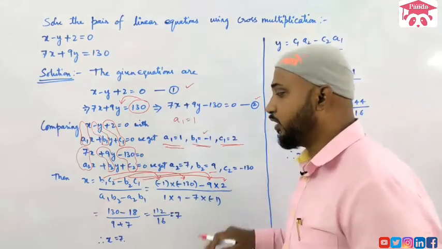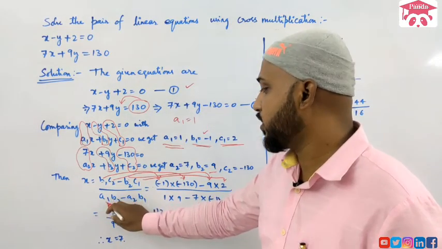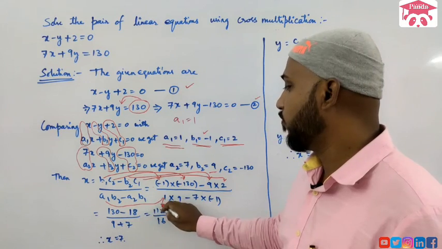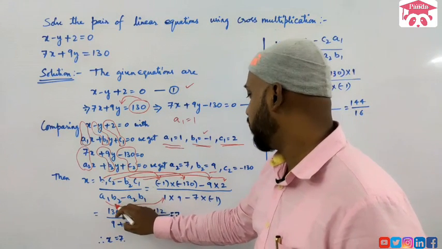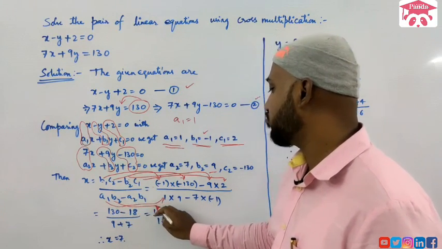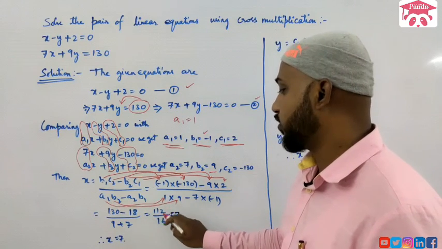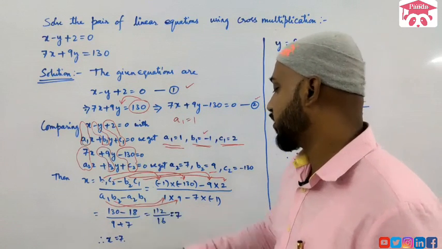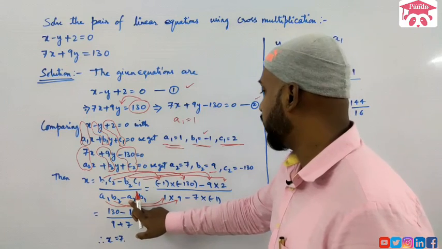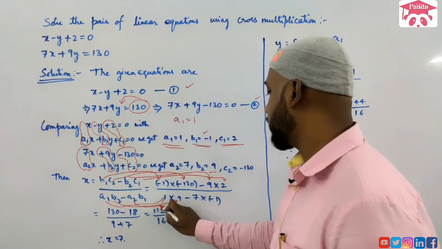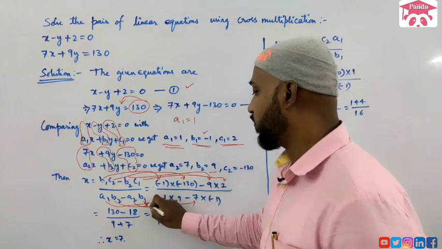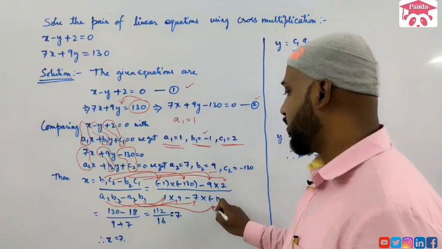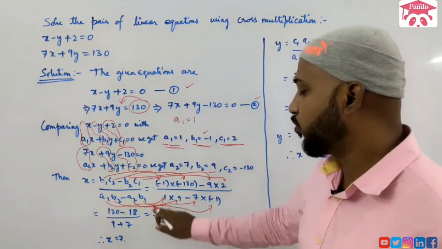Then whole by, what's the value for a1? It is 1. And what's the value of b2? It is 9. So 1 into 9 minus of, what's the value for a2? It is 7. And what's the value for b1? It is minus 1. So we have put down all the values.